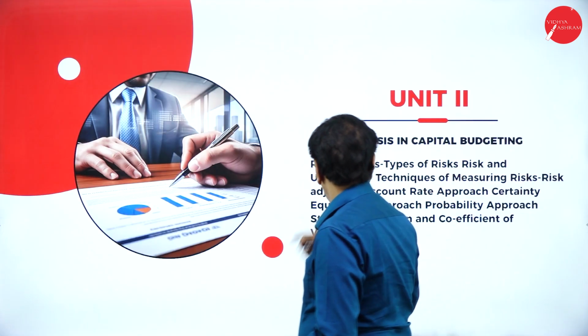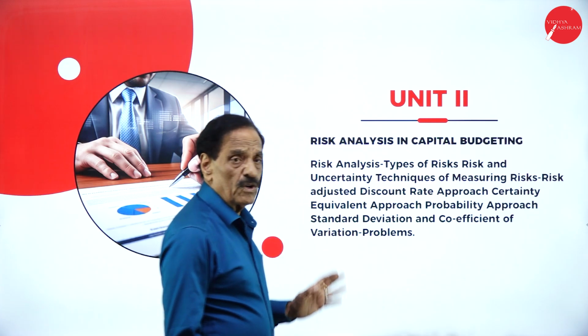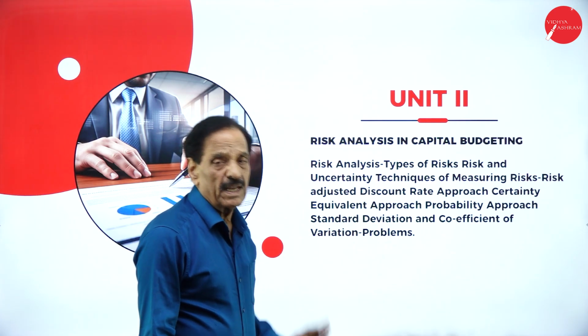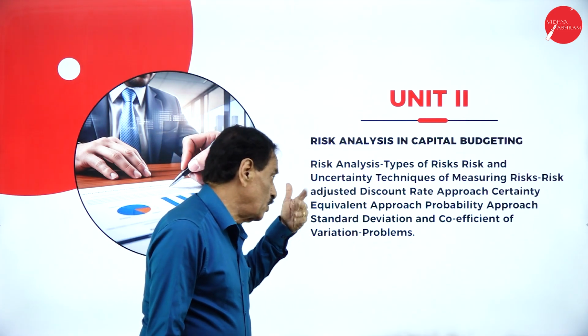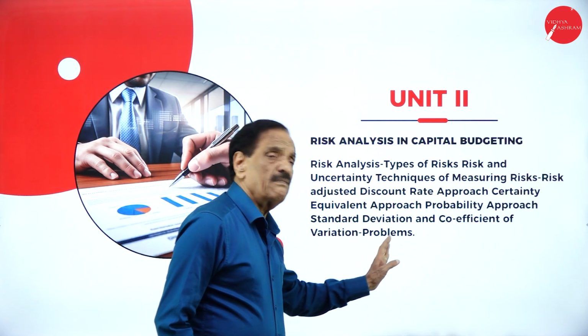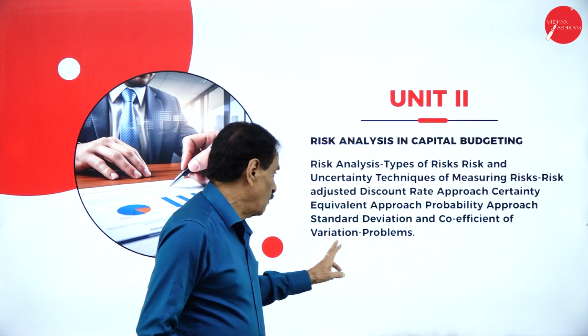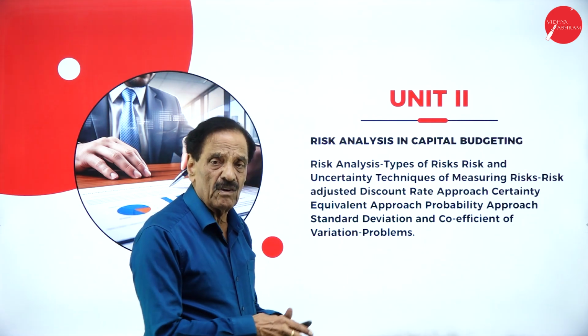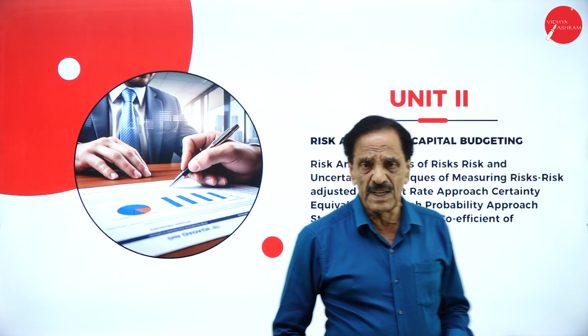Then unit 2, risk analysis. Here we are going to find out the types of risk. Here we are going to study and find out the standard deviation and coefficient of variation. So what do we mean by coefficient of variation? We are going to study that. So this is for 10 marks.